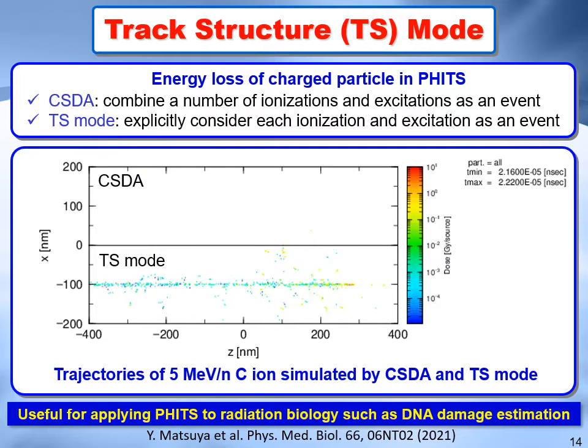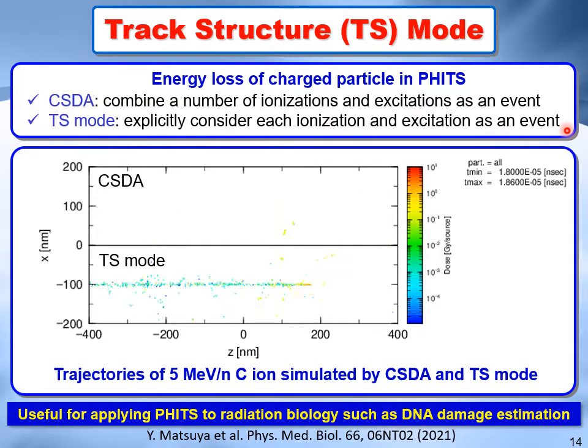Next, we will explain about track structure mode. In the default setting, the energy loss of charged particles in PHITS is simulated using continuous slowing down approximation (CSDA) that combines a number of ionizations and excitations as an event. However, this approximation is not precise enough if you want to simulate particle trajectory at nanometer scales such as DNA. In that case, you have to use track structure mode that explicitly treats each ionization and excitation as an event.